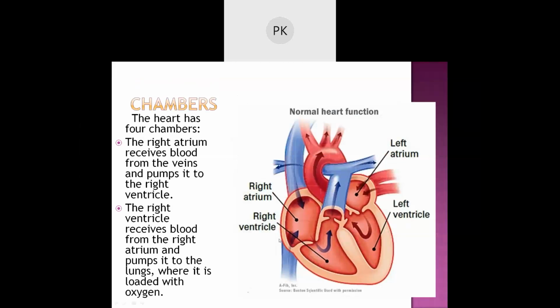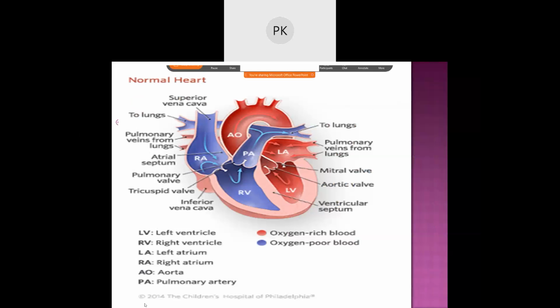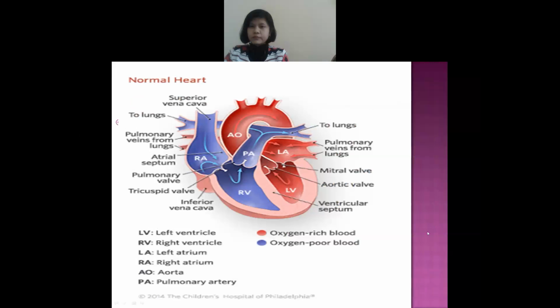Chambers. The heart has four chambers. The right atrium receives blood from the vein and pumps it to the right ventricle. The right ventricle receives blood from the right atrium and pumps it to the lungs, where it is loaded with oxygen. The four chambers of the heart are right atrium, right ventricle, left atrium, left ventricle.